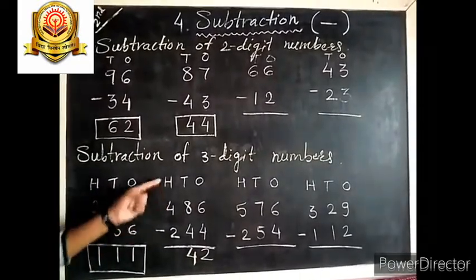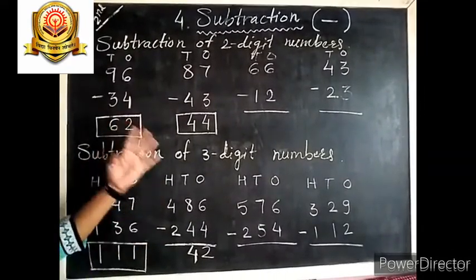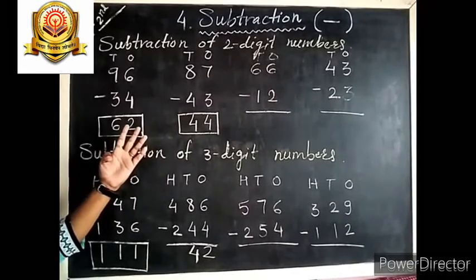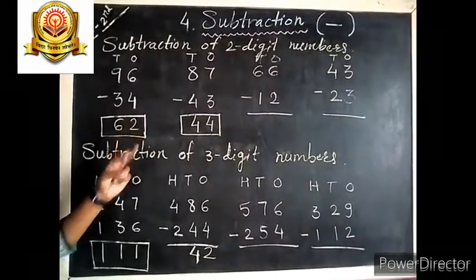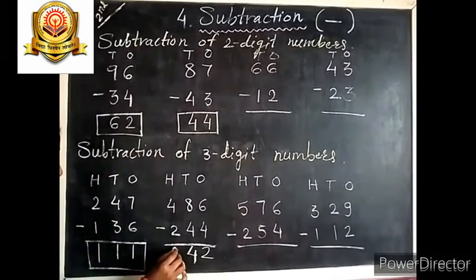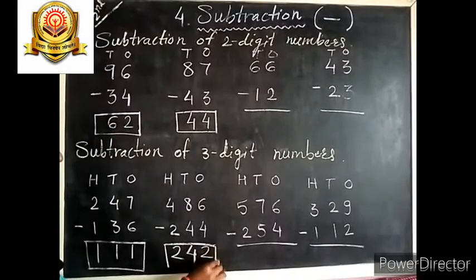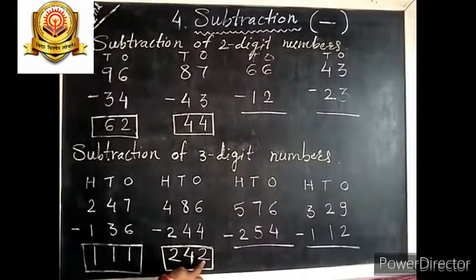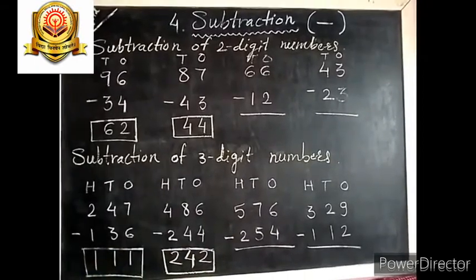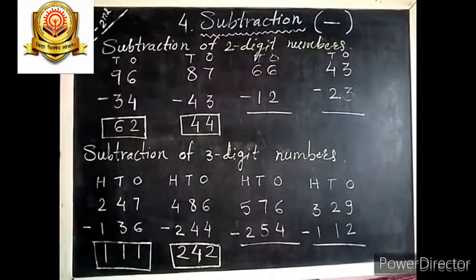Then 4 hundreds minus 2 hundreds. 4 minus 2, take 4 fingers and remove 2 fingers. 1, 2. So how many fingers remaining? 2 fingers. So write 2 under the hundreds column. Now students, finally we got the answer 242. Like this way you solve the remaining problems.